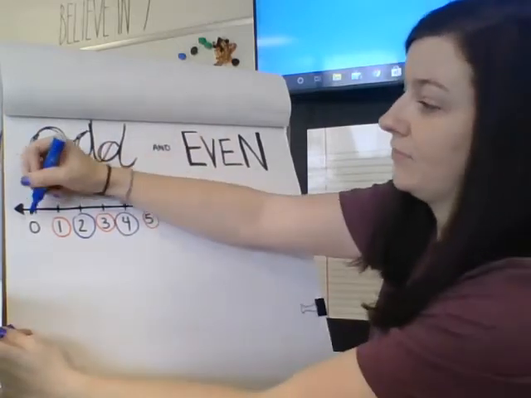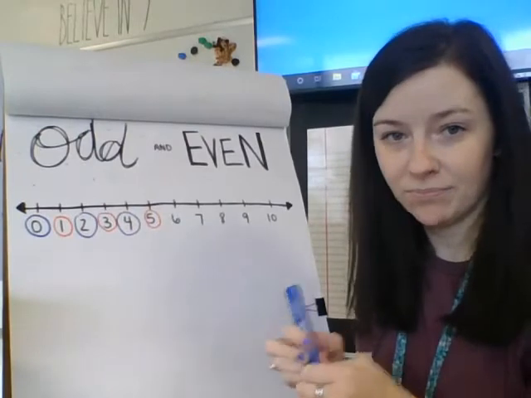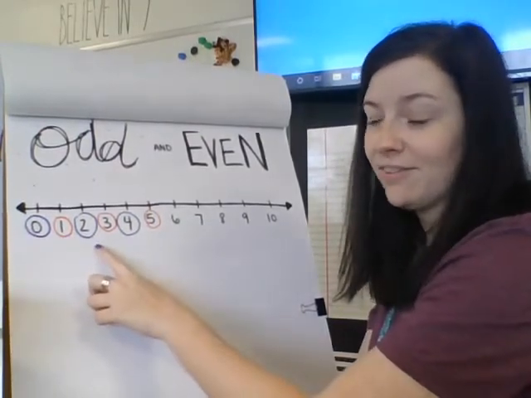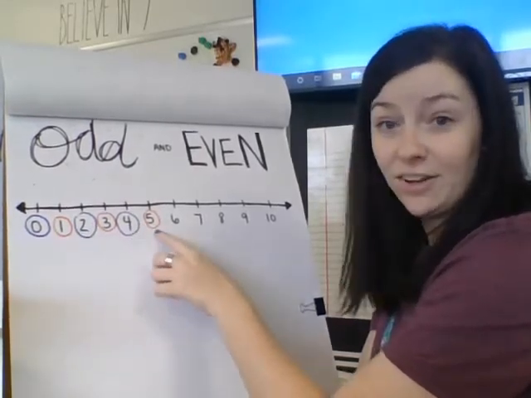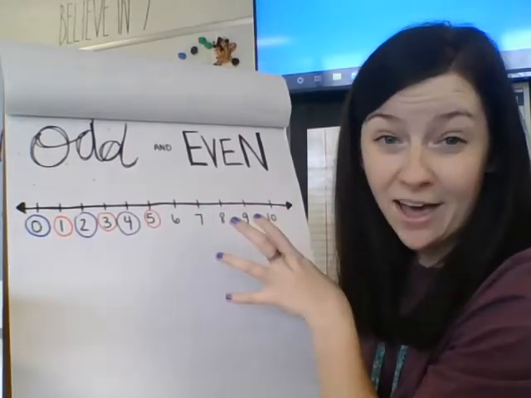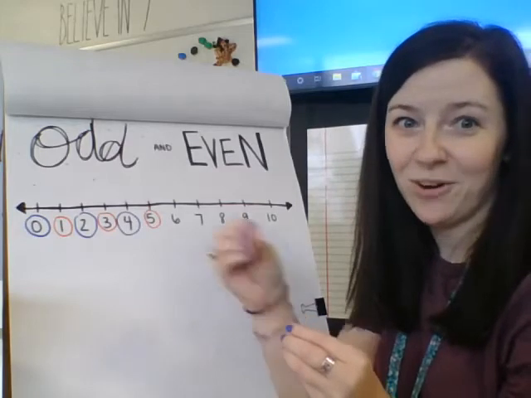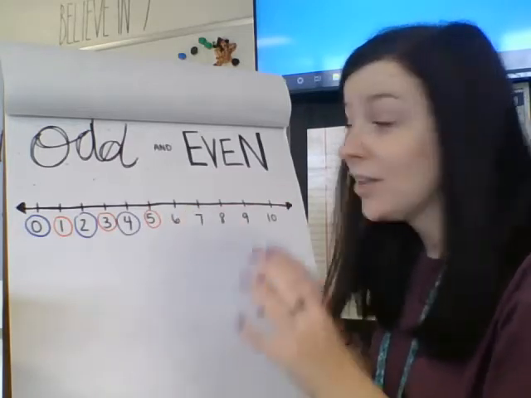Also, if you started to notice on my number line, look at this pattern I'm making. It's got even, odd, even, odd, even, odd, even, odd, even, odd. They go in order. They make a pattern because if we don't have a pair and we add 1 more, then we have a pair. And if we don't have a pair and we add 1 more, we have a pair. So they alternate odd and even.